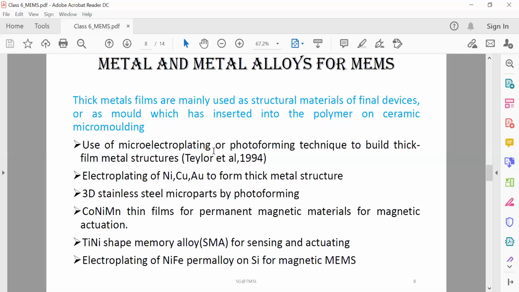If you have to deposit more than 10 microns, then the conventional thin film evaporation technique or sputtering technique cannot be used because of certain disadvantages in sputtering. With the evaporation technique, you can get films of the order of maximum 2 to 3 microns, and if you want more than that, 10 micron, 15 micron, 20 micron, then you have to use a certain other technique. Those are mainly CVD techniques and the electroplating techniques.